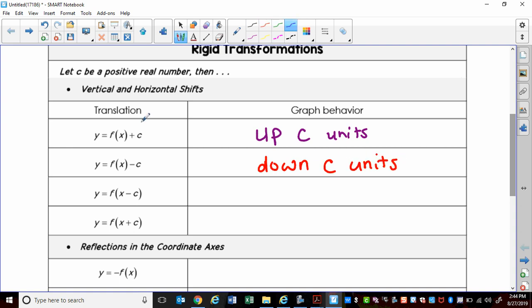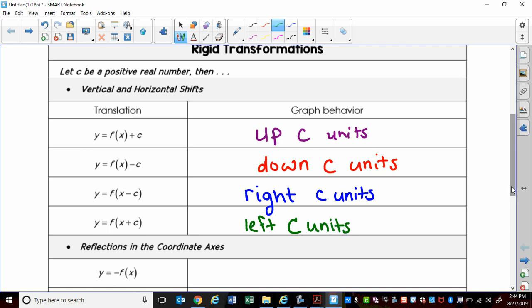Now, if we substitute x minus c into our function, then we're going to go the opposite. So minus means actually to the right c units. And then plus, we're going to do the opposite. So this is going to be to the left c units.